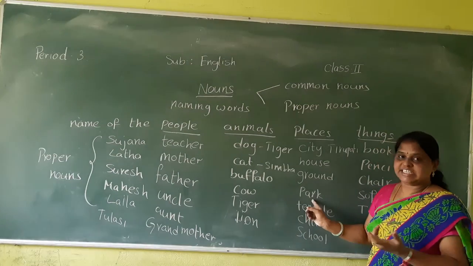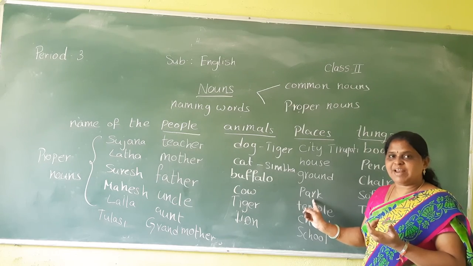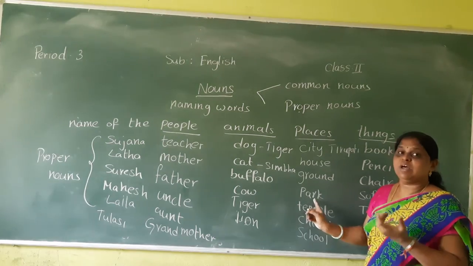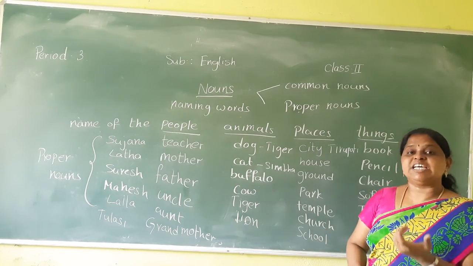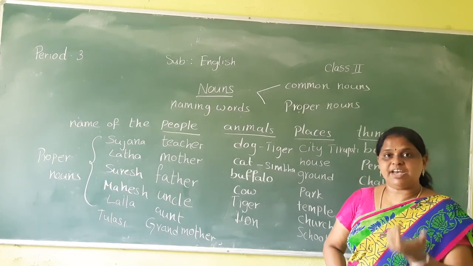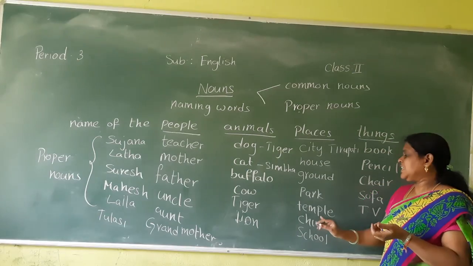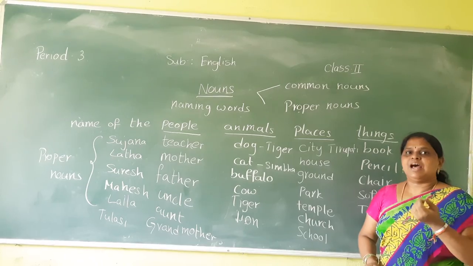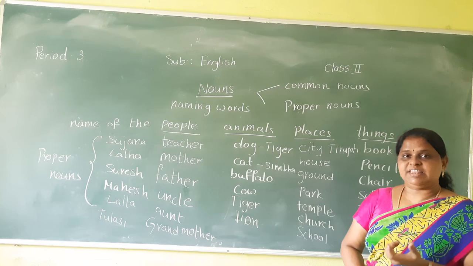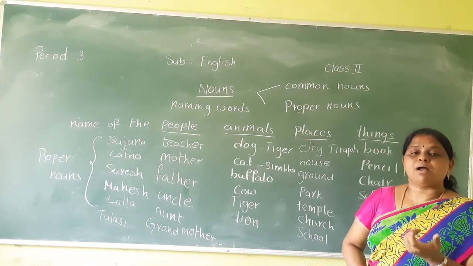And next, Jagjivan Park. You know that very well, no? Sometimes you are going to the place. Jagjivan Park, Municipal Park. Like that, we are giving names to the parks also. The Municipal Park, Jagjivan Park, these are special names of parks. In an area many parks are there, but they have names, and that comes under the proper noun. Next is temple. So Rama Swami temple, Saraswati temple, or Shiva temple. Shiva, Parvati, like that. We are giving names to the temples, so it becomes a proper noun.